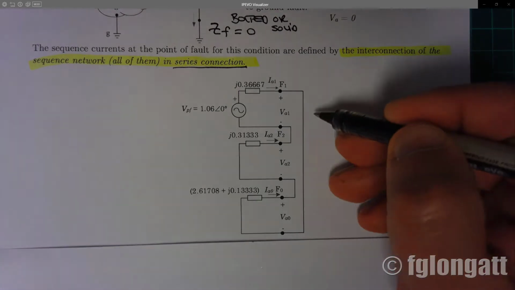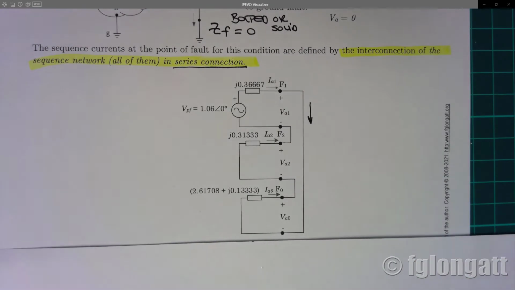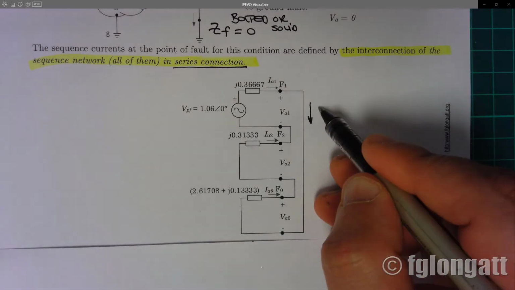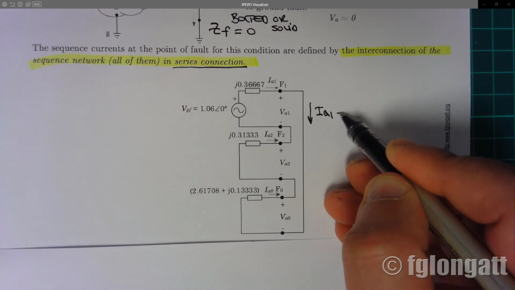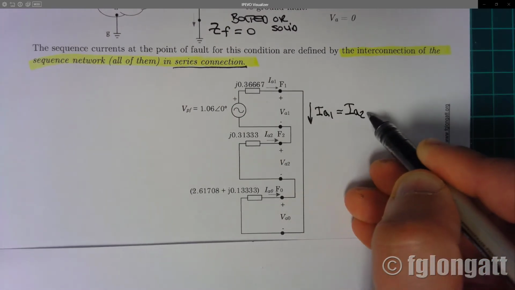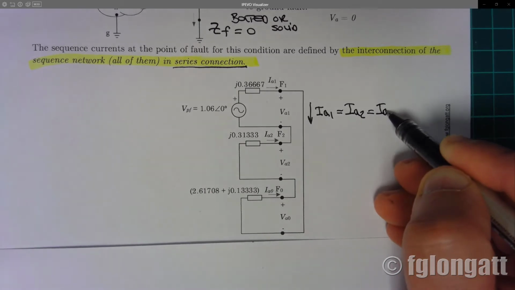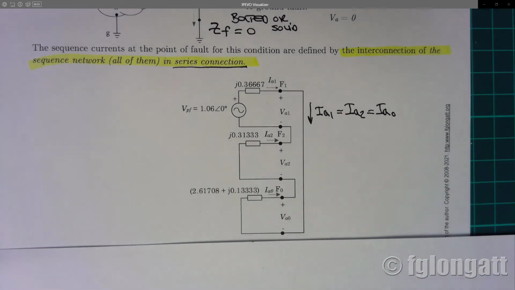As you can see over here, there is only one current in this series connection. In this case, the positive sequence current is equal to the negative, equal to the zero sequence current, because we are talking about a line to neutral, line to ground fault. And we are connecting together the three sequence networks in series, okay?